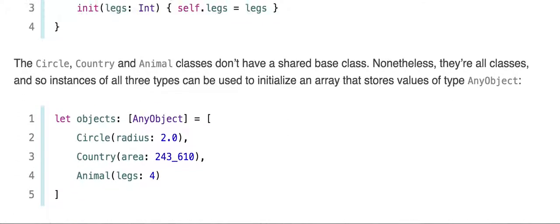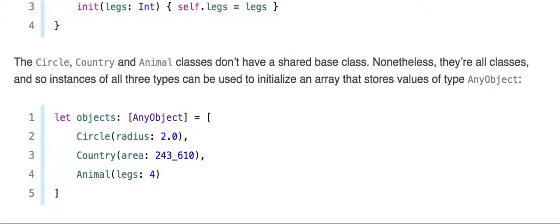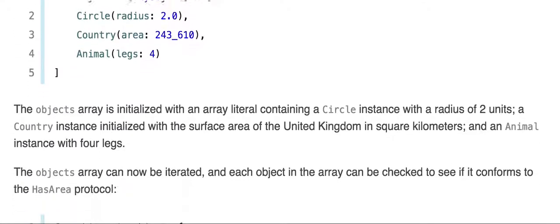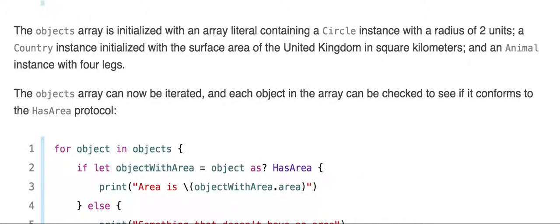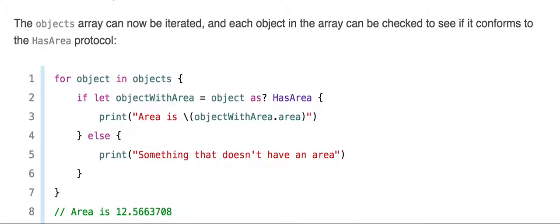And objects is an array of AnyObject, where Circle has a radius of 2, Country has an area of 243_610, and Animal has 4 legs. The objects array is initialized with an array literal containing a Circle instance with radius 2. And now we can do for object in objects. If let objectWithArea = object as? HasArea, then we print the area. Otherwise, we print something that does not have an area.